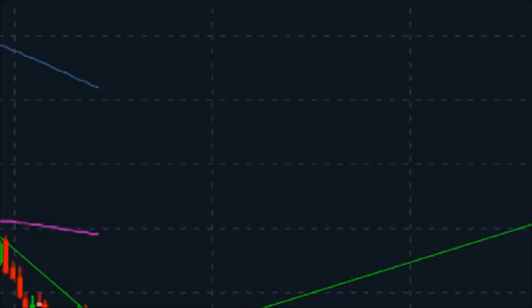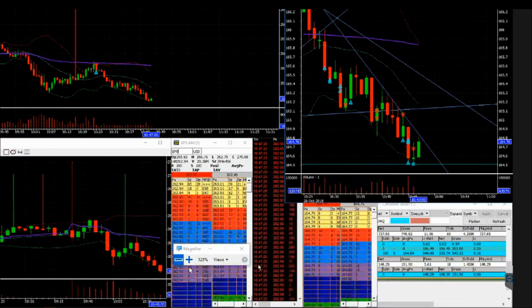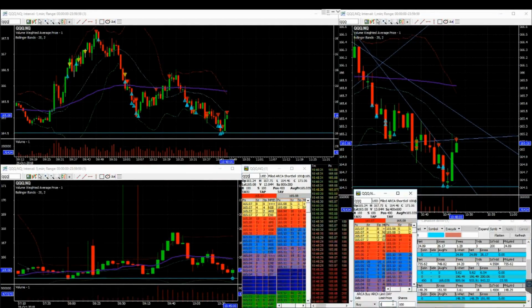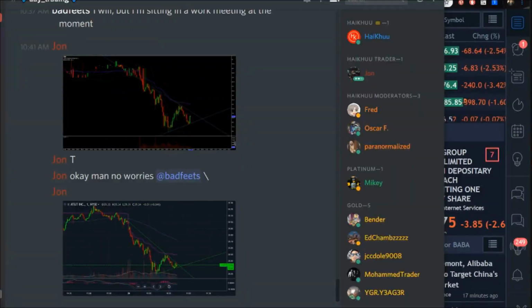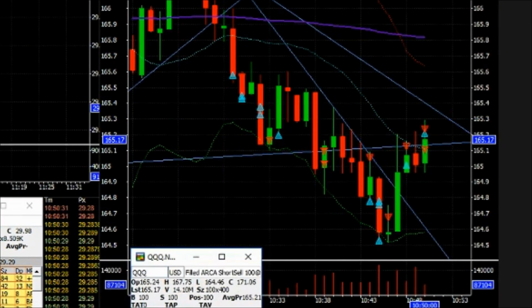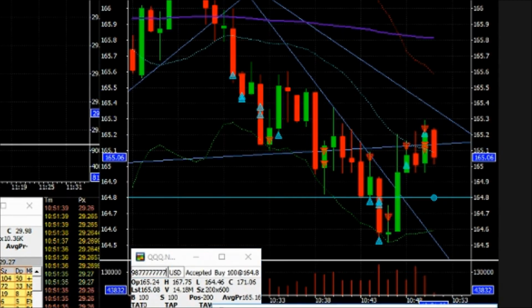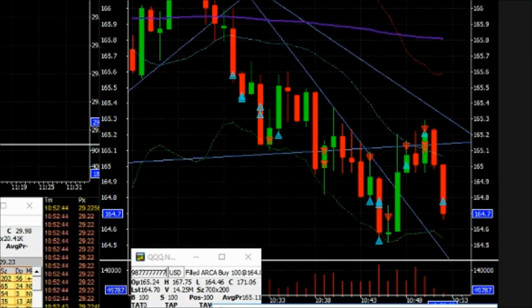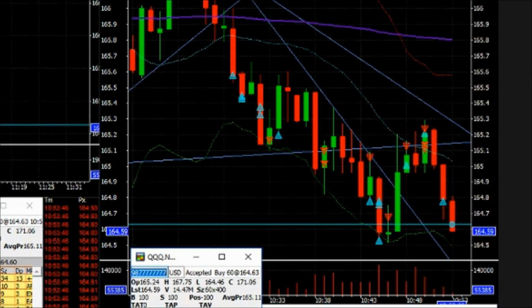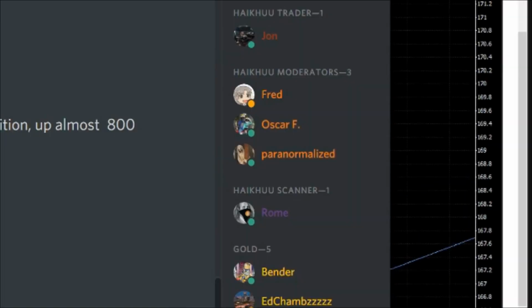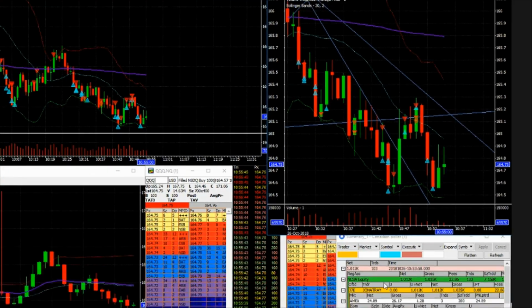I'm in a trade, and it looks like I just shorted QQQ again at that bottom trend line, which is now resistance. Already covered that one, and a continuation along the other trend line that I had previously to that.